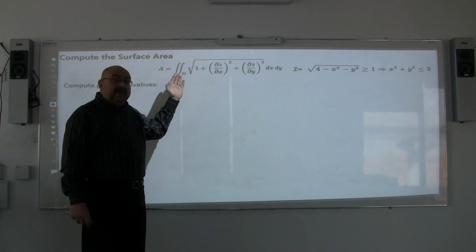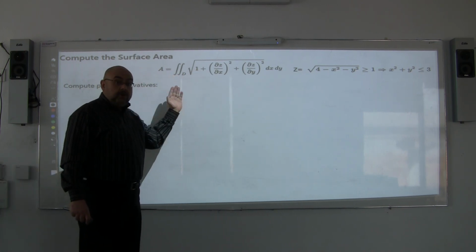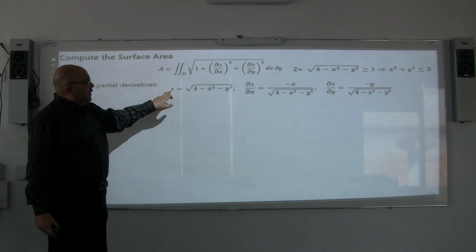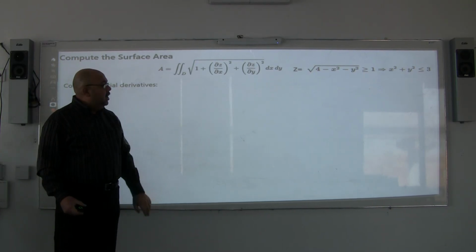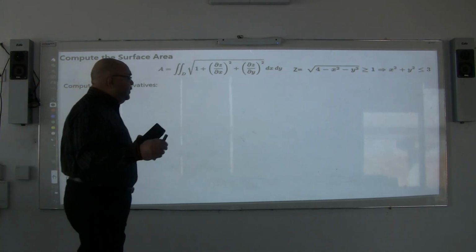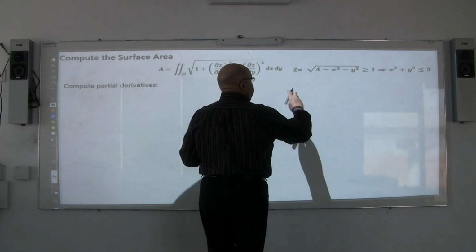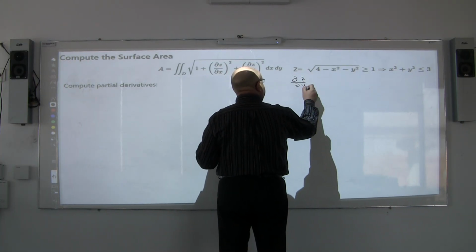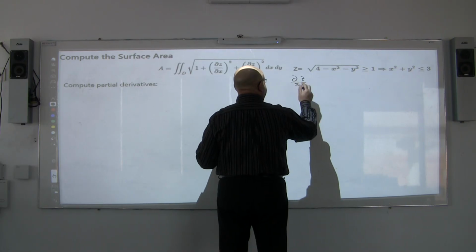Still, remember that we have z, which is the root of 4 minus x squared minus y squared. So simply, that's z, and these are the partial derivatives. I will do it for you, and then I will scratch it. Okay? If I want to get partial z, partial x, for example, it's very, very simple.